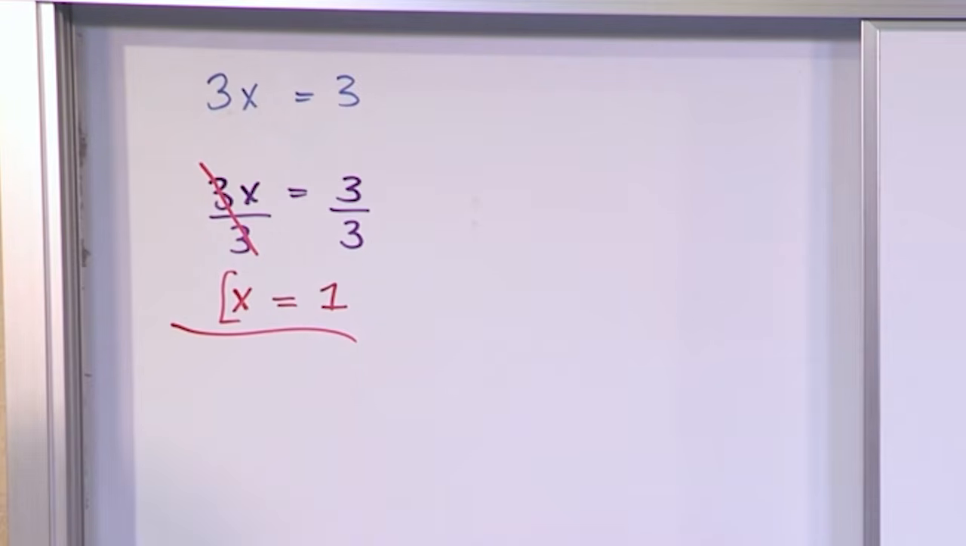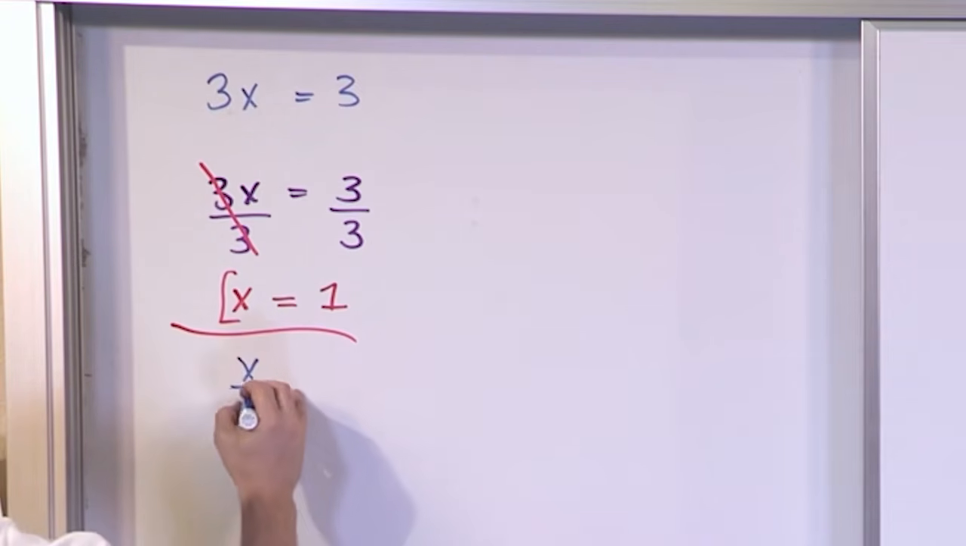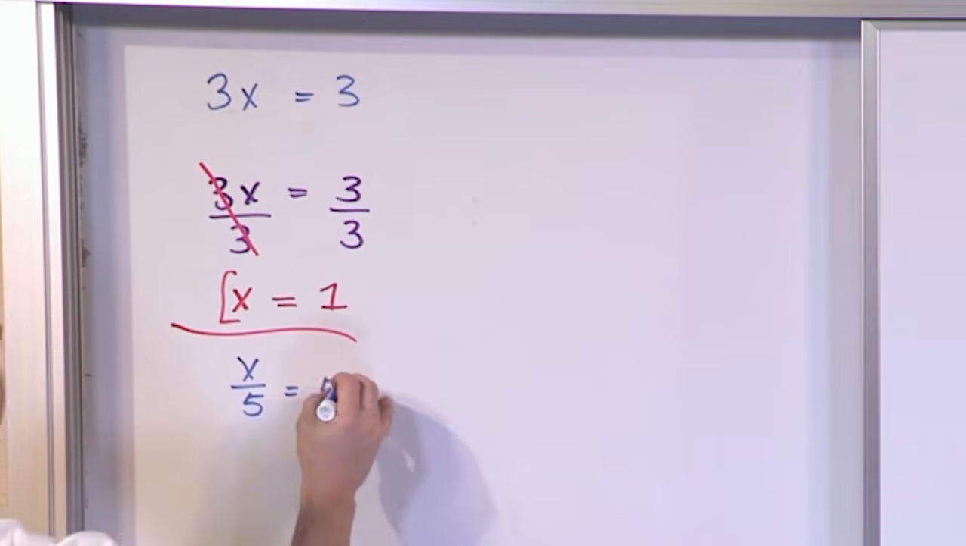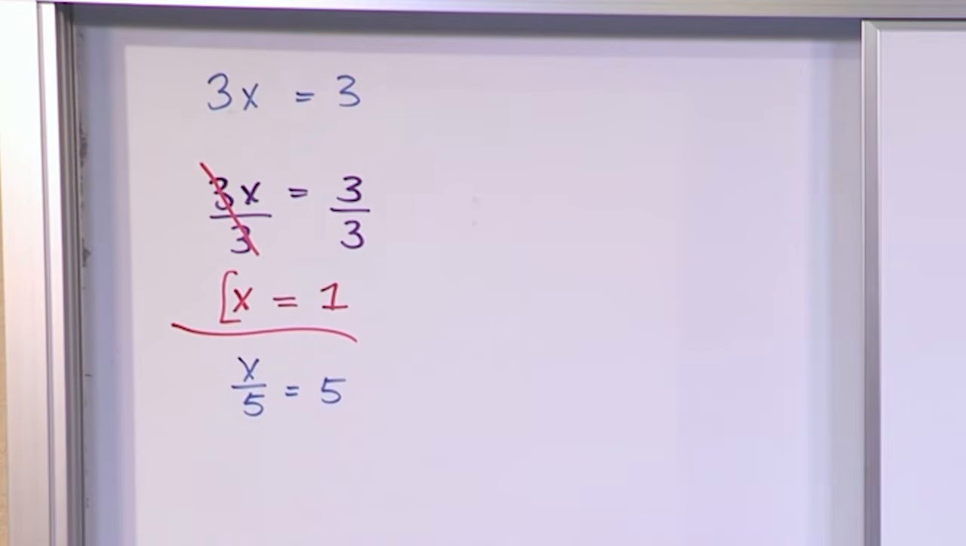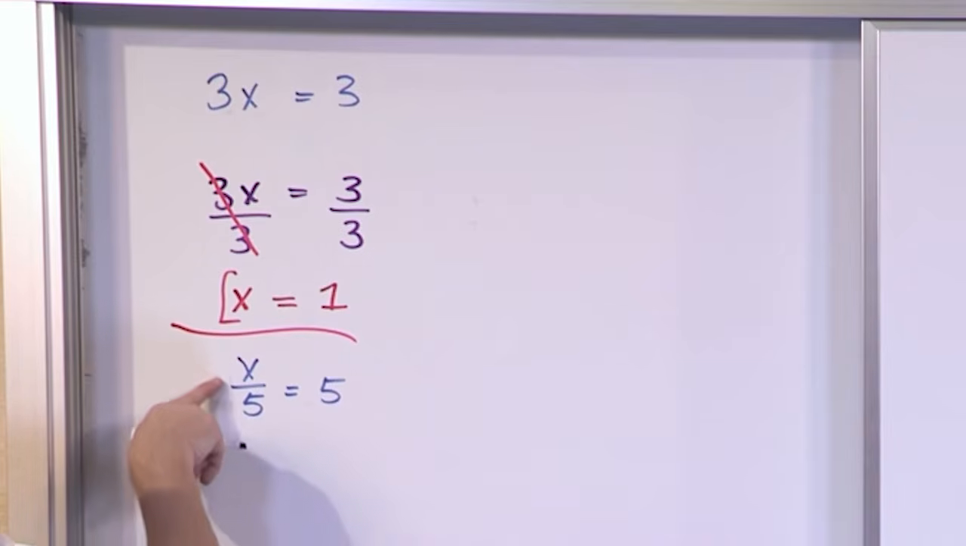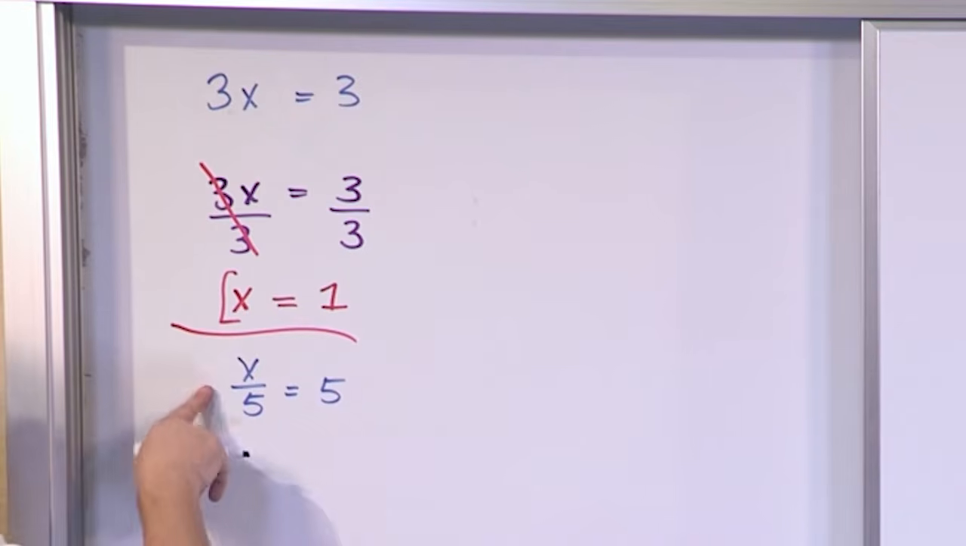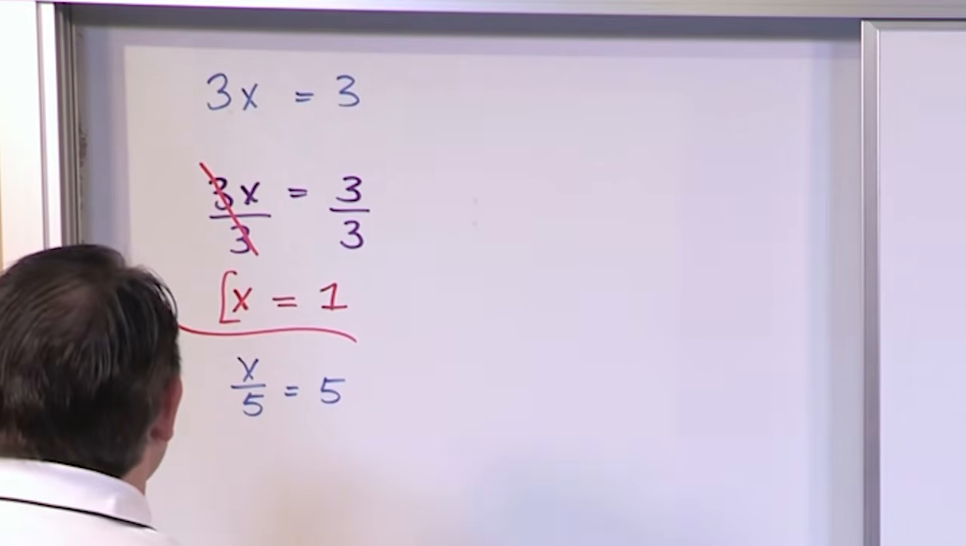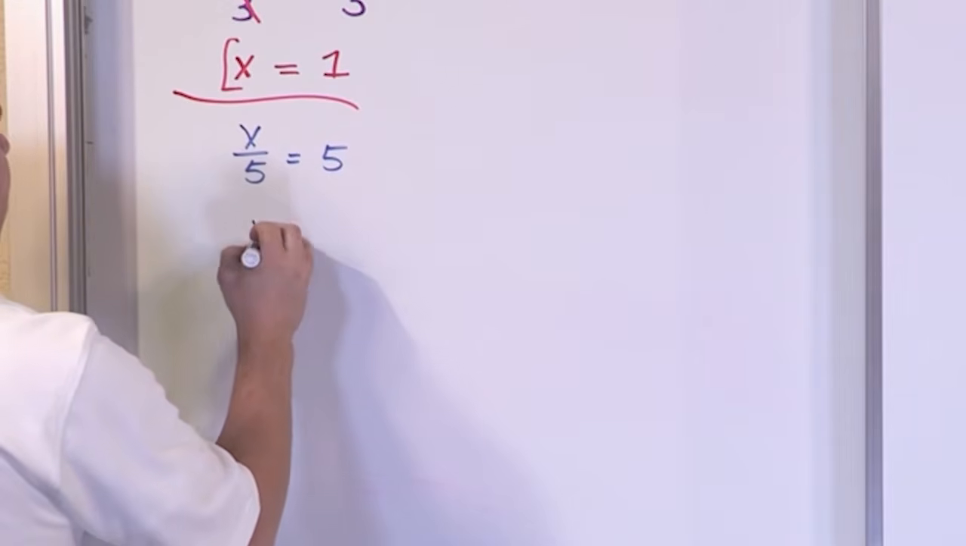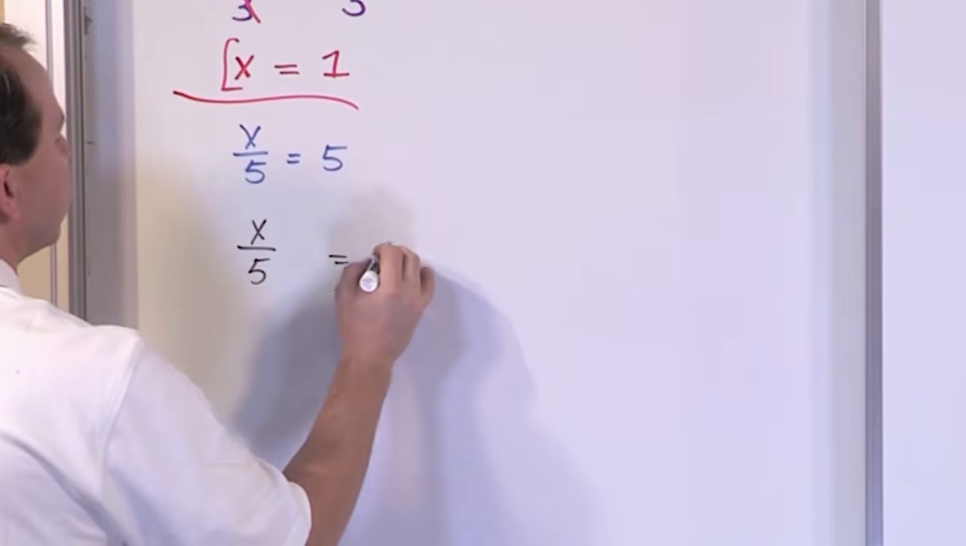Okay, so what if you have x divided by 5 is equal to 5, and you want to solve for x? Well, again, you're trying to solve for x, but you have division going on here. So you want to get x by itself, you have to use the opposite of division. You want to use multiplication to do that. So let's rewrite the problem. x over 5 equal to 5.